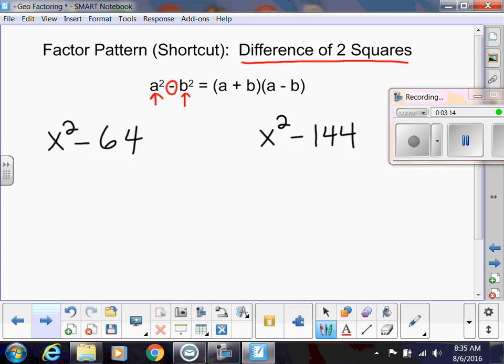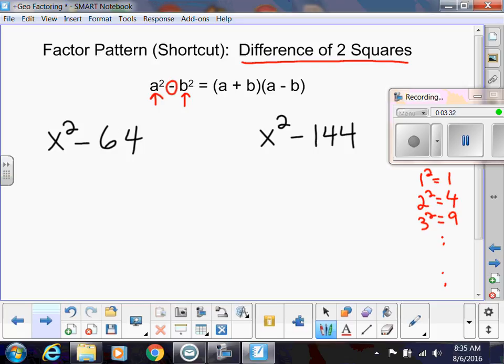And what do I mean by perfect squares? Remember, a perfect square is like 1 or 4, because 1 squared is equal to 1, 2 squared is equal to 4, 3 squared is equal to 9, and so on. And we can make our list. So that's what this is talking about. That's why it says a squared and b squared, because they're perfect squares.